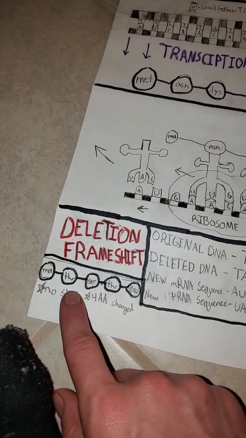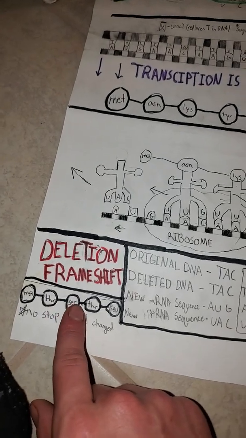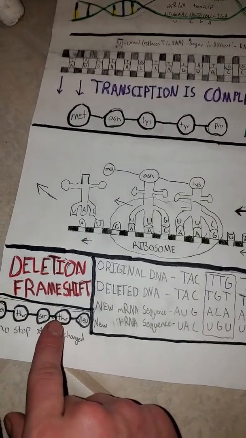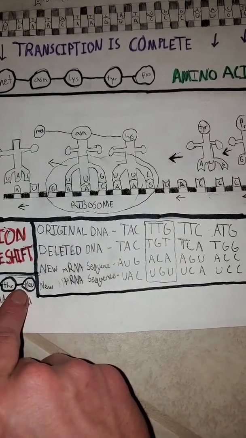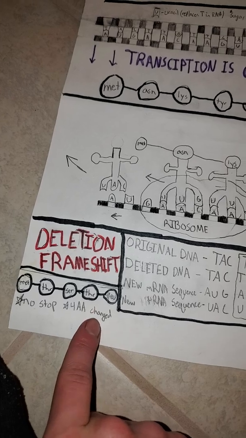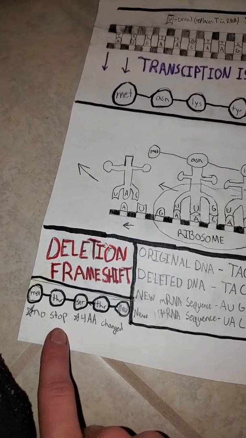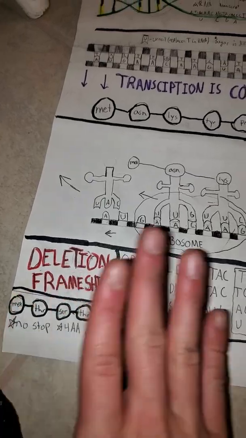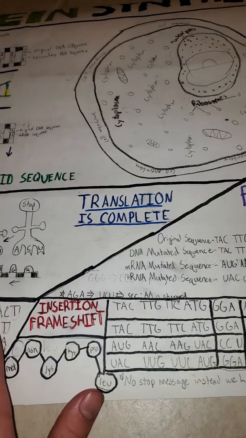And this changes 4 amino acids. Now we have THR instead of ASN, we have SER instead of LYS, we have THR instead of TYR, and we have LEU instead of PRO. So 4 amino acids change, and we no longer have a stop command. So it's all messed up. That protein is all messed up.